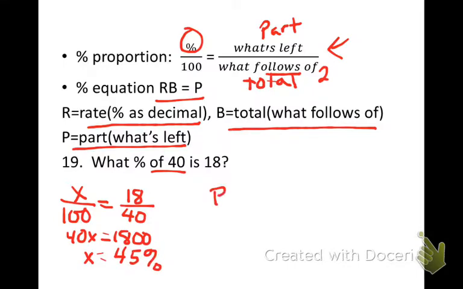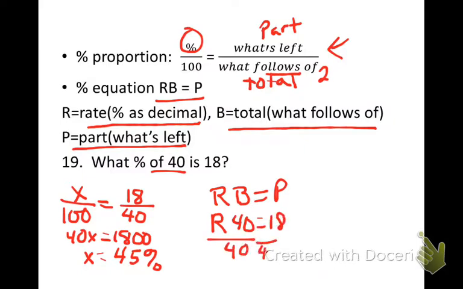If I want to use the rate times base equals part equation, I don't know my rate, my base is 40, and my part is 18. So I would need to divide both sides by 40. I get 0.45, and then I change it into 45%.